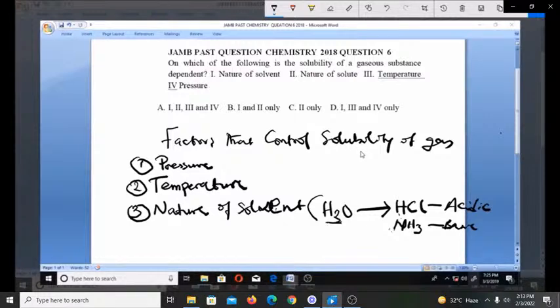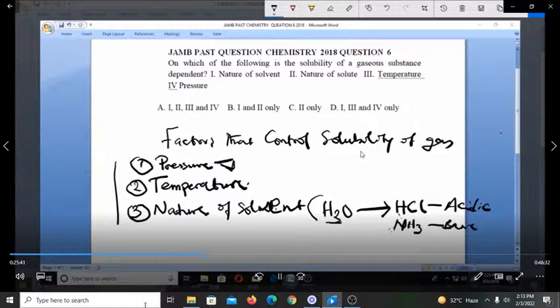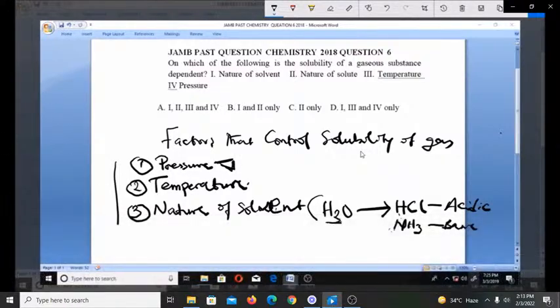So these are the three major factors that affect the solubility of gases. Solubility of gases is highly dependent on the temperature, and the solubility of gases is highly dependent on pressure. It's a function of its pressure, and as the temperature is increasing for gases, the solubility will decrease. Whereas for solids, as the temperature increases, the solubility increases.